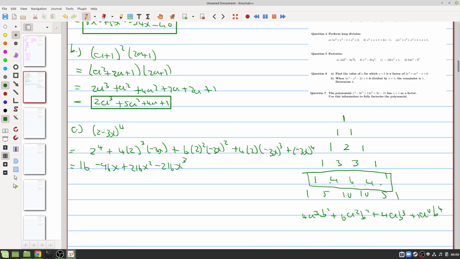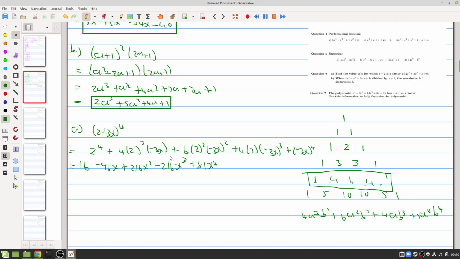So we see the x's increase in exponents each time, right? x to the power 0, x to the power 1, x to the power 2, x to the power 3, and the last one will be x to the power 4. So negative 3 to the power 4 is 81, and x to the power 4.